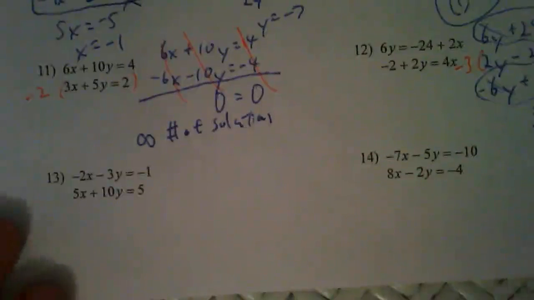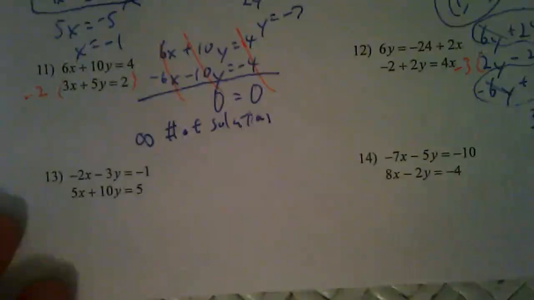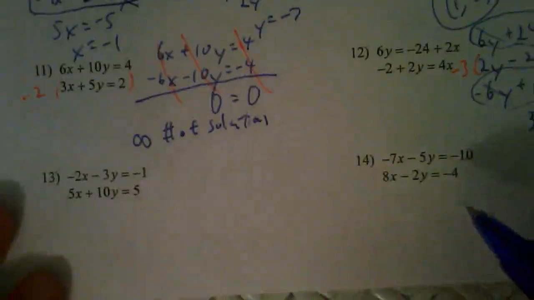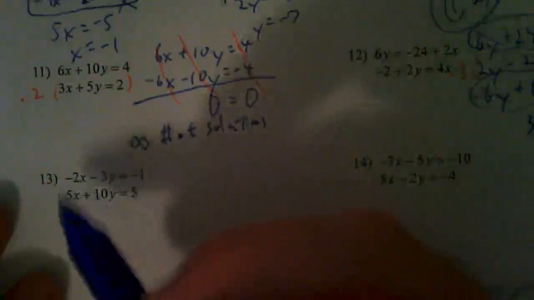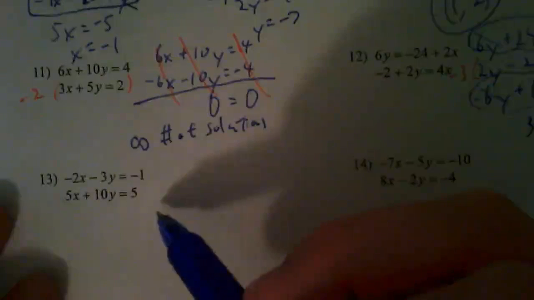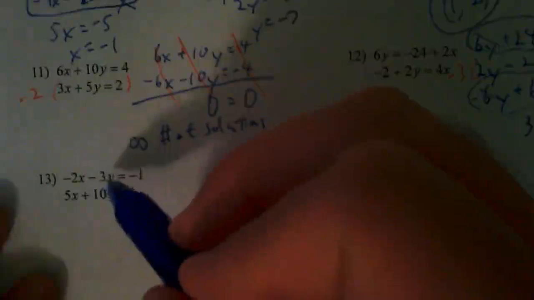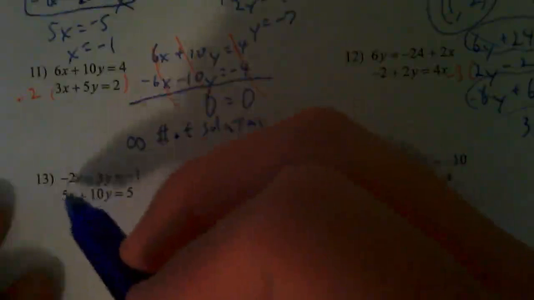Number 13. No, I did 14 in every class, so I don't need to go over 14. But this is kind of similar to that. We're going to have to multiply. They're in the correct format, but these aren't opposites, nor are these. I'm going to pick these two small ones. And again, I'm multiplying by the opposite coefficient. So I'm going to multiply that whole top thing by 5, this whole bottom thing by 2.